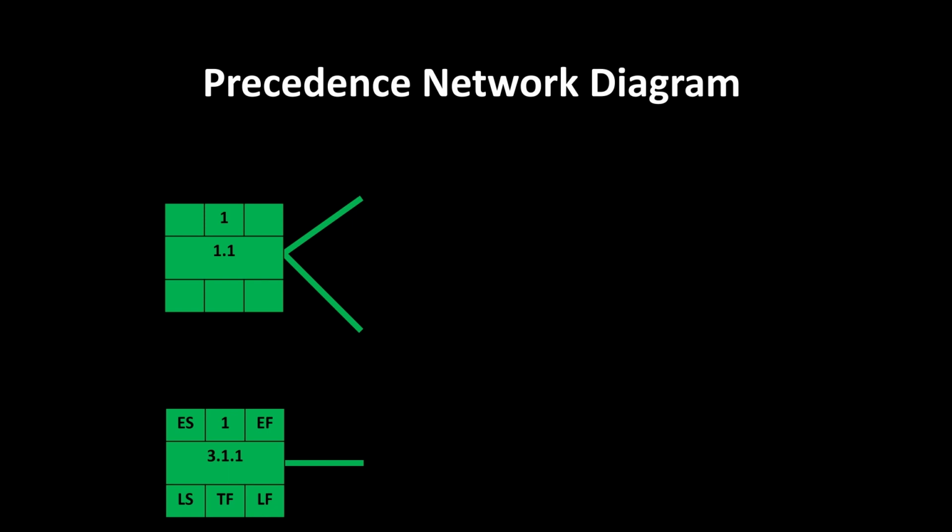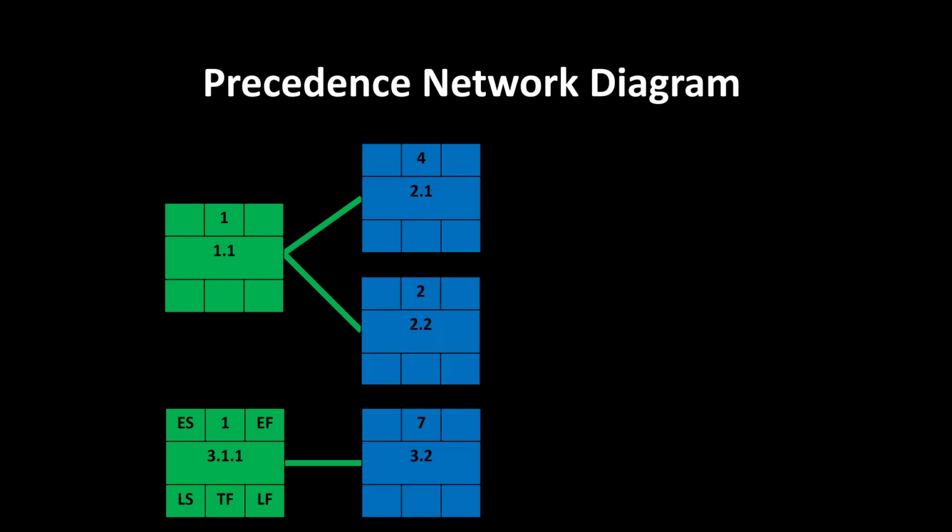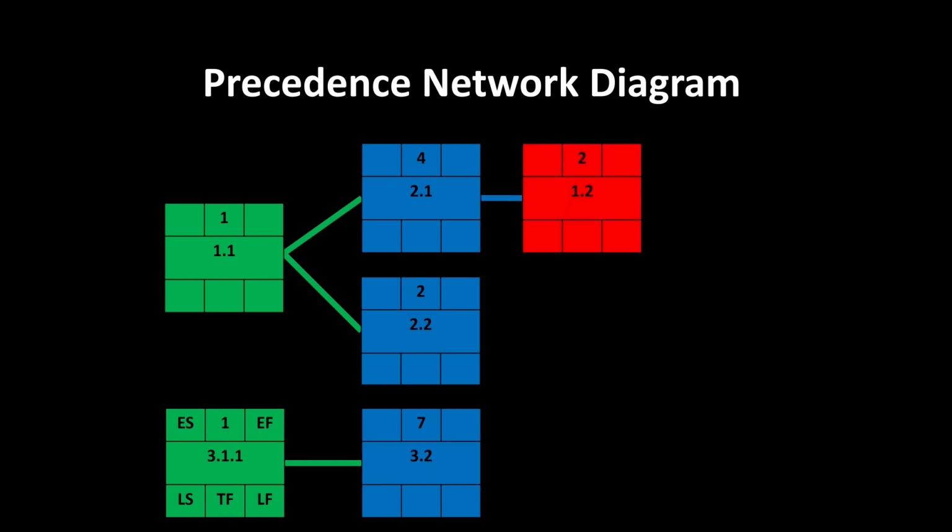So our work package 1.1, we have said that is going to take 1 day to complete, and our work package 3.1.1 is also going to take just 1 day. Let's add on our blue tasks, our work packages, and you can see we've got a duration of 4 for the top one, 2 for the middle one, and a 7 for the bottom one. Now, this is how many days or minutes or hours or weeks that we believe each of these work packages is going to take to be completed.